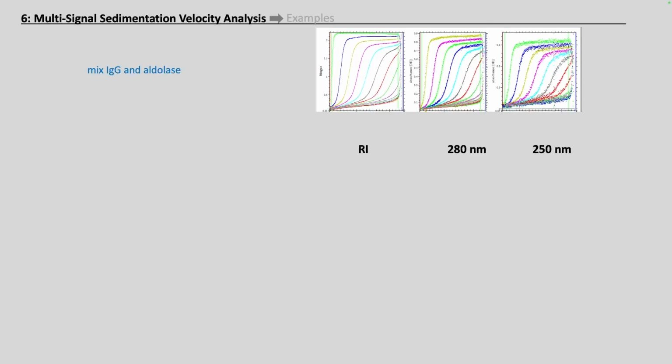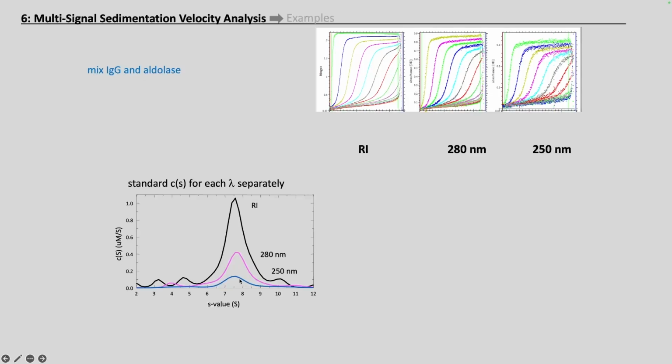Let me give you some examples. A first experimental test of this concept was mixing two non-interacting proteins, IgG and aldolase, which have similar molecular weights but different extinction coefficients. Here are the raw data with interference optics and absorbance at 280 nanometers and 250 nanometers. All of them show a single broad boundary, and a conventional CFS analysis of each data shows only a single broad peak for each. So in the multi-signal CFS, we are asking to get the contribution that each component is making to each of the data sets.